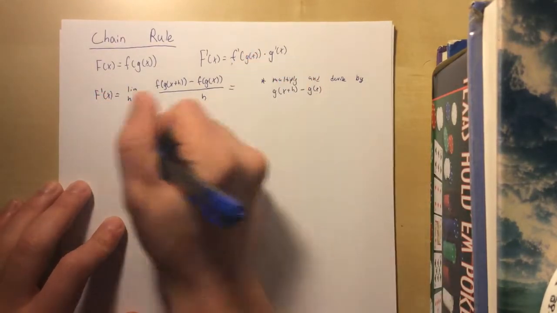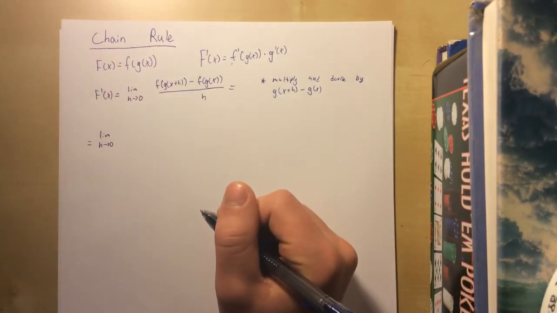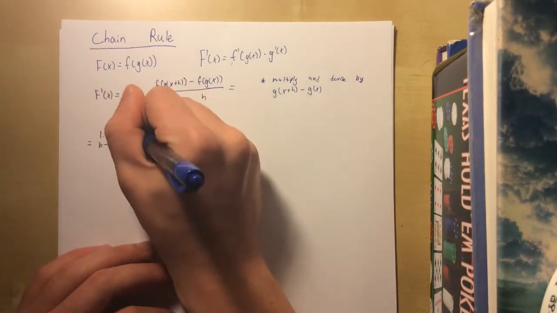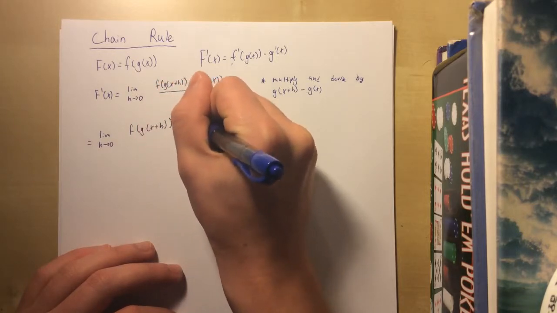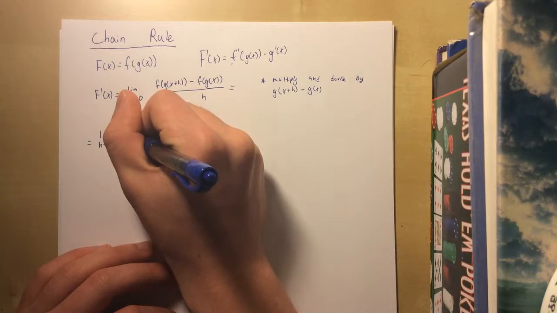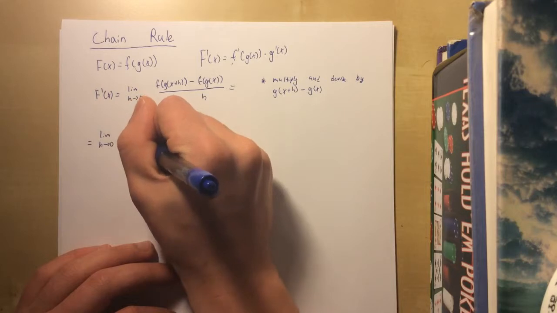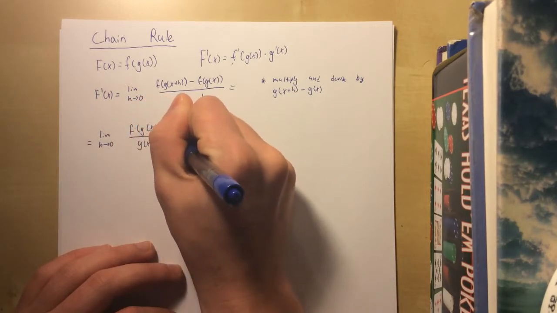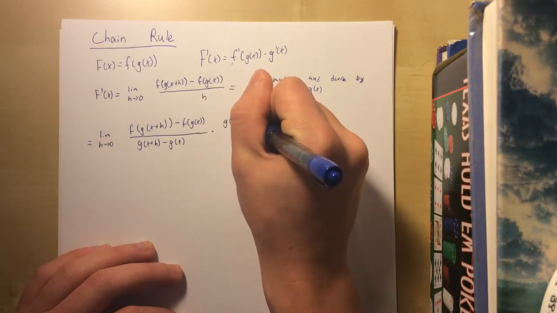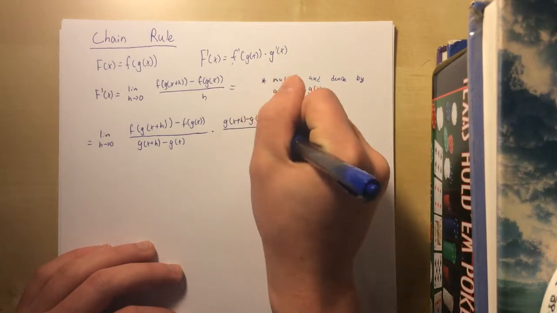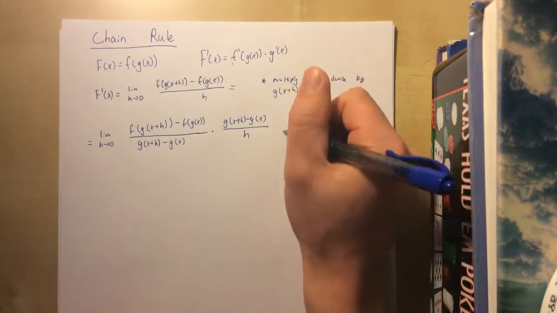So the limit as h approaches 0 of f of g of x plus h minus f of g of x. And now we're going to divide by g of x plus h minus g of x. And now we have to multiply by g of x plus h minus g of x because we don't want to be changing this expression. And then we tag along that divided by h.